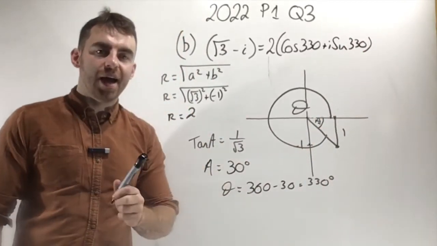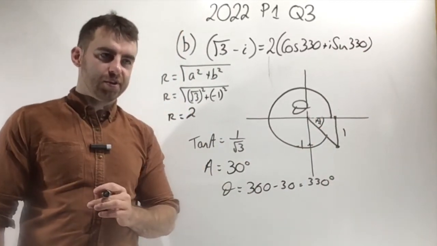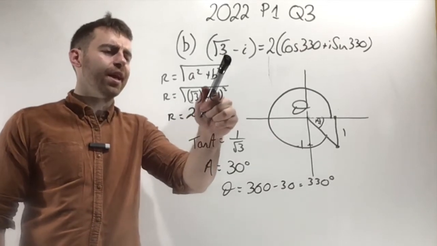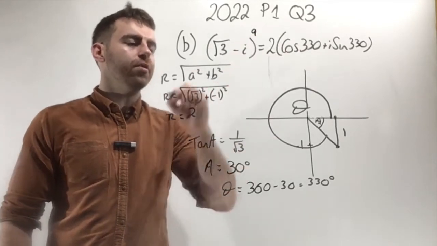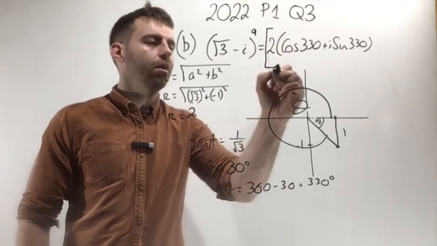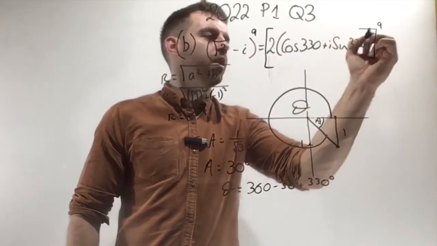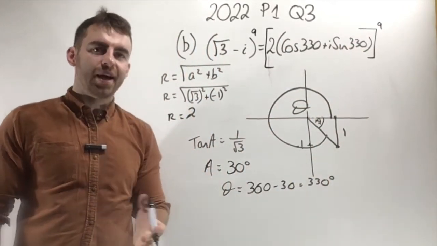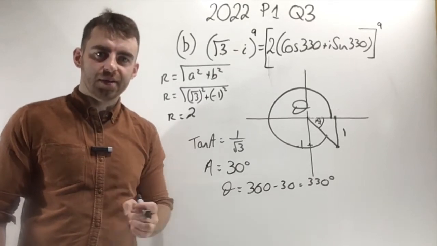And now that I have that, now I'm ready to use de Moivre's theorem. The question was to get root 3 minus i to the power of 9. Or in other words, I need to get all of this to the power of 9. And it's relatively simple to actually apply your de Moivre's theorem. So let's have a look at that now.